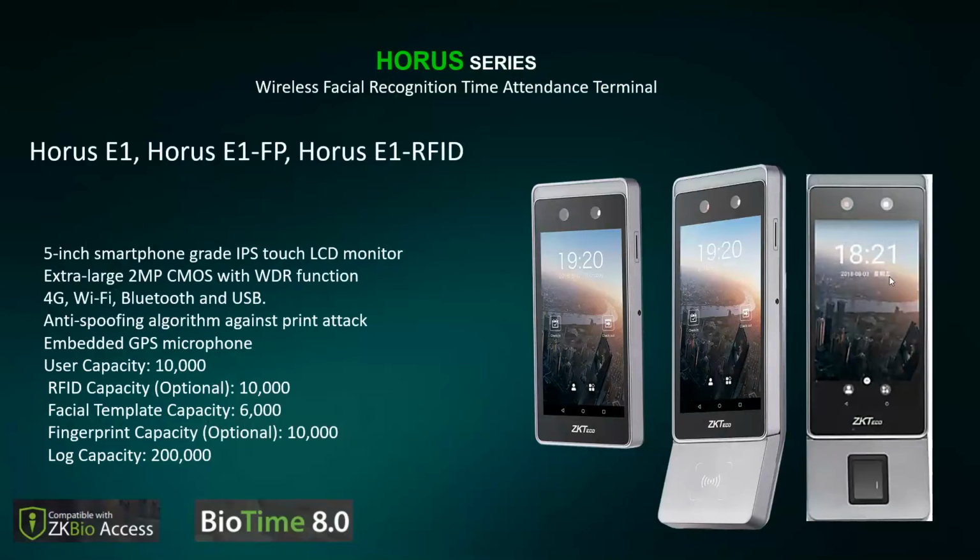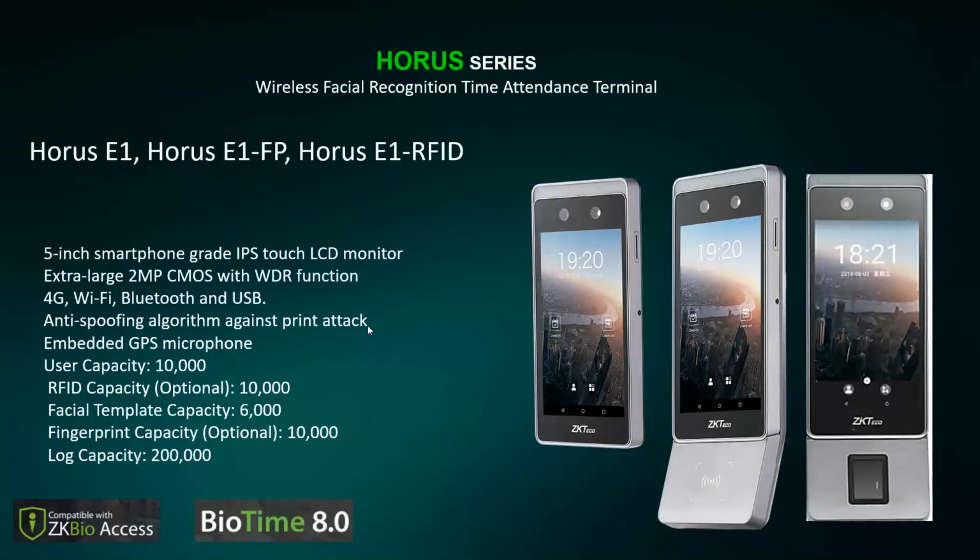Okay, facial recognition device. So there's three series. You've got your HORUS E1, HORUS E1 fingerprints, which is the right-hand one, and then we've got the HORUS E1 RFID. So obviously, this is the more affordable one, more premium one, and this is the high-end one because it supports everything. Okay, awesome. So it has a 5-inch touchscreen LCD monitor.